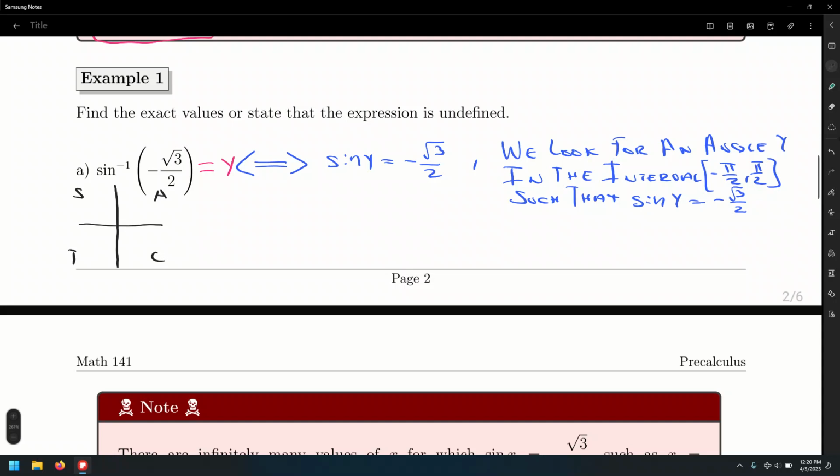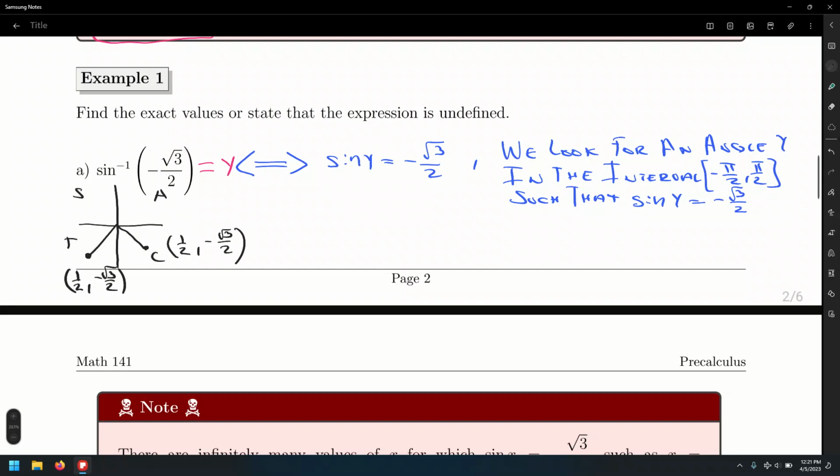Third and fourth. So it could be here, where the y value, which is sine, is negative root of 3 over 2, or it could be here, where also the y value is negative root of 3 over 2. That's 1/2 and 1/2. All right. However, I claim that only one of these two is the correct answer. Which one is the correct answer?